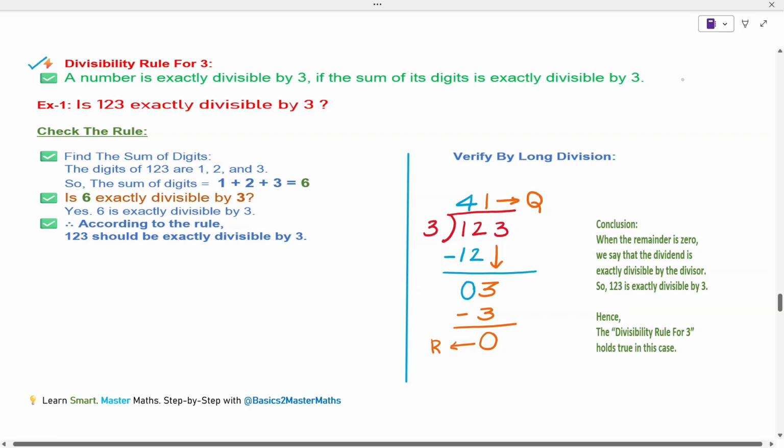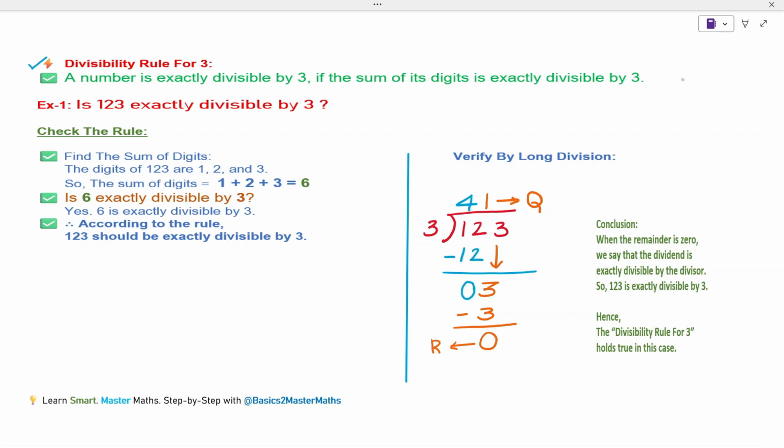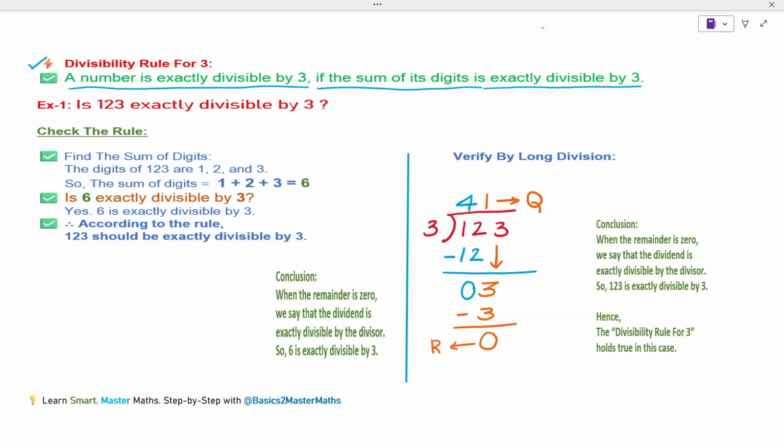Today we are going to learn about the divisibility rule for 3. It says that a number is exactly divisible by 3 if the sum of its digits is exactly divisible by 3. Let us understand the rule with an example. Example: is 123 exactly divisible by 3?